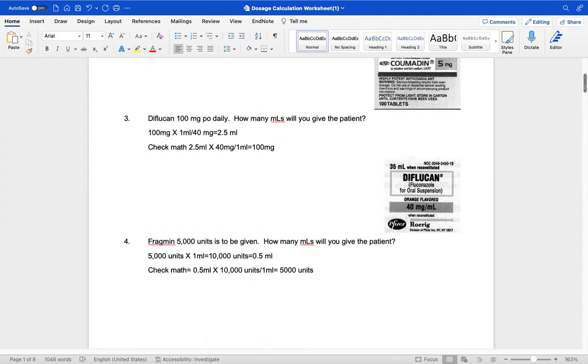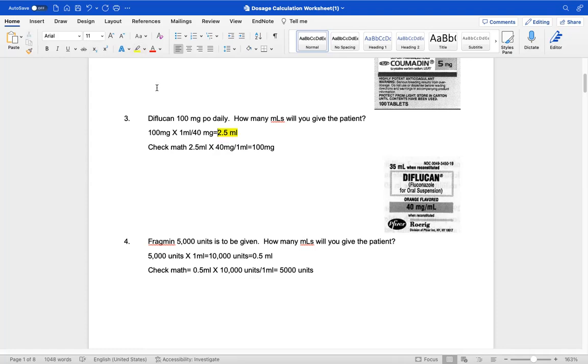So the next order is going to be Diflucan, 100 milligrams PO daily. How many mLs are we going to give this patient? Again, we need to look and see what our order says. So the order tells us right here that we have 40 milligrams per mL. So our ordered dose is going to go up front. We've got 100 milligrams. We're going to start this fraction out. So in order to make this work, we've got 1 mL. That's what we're looking for. So that needs to be a top number over 40 milligrams. So we're going to take that 100 divided by 40 gives us 2.5 mLs. This will be our answer right here.